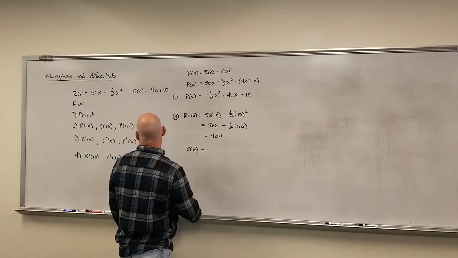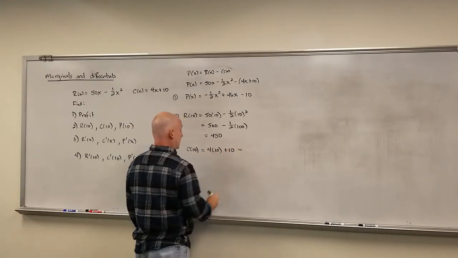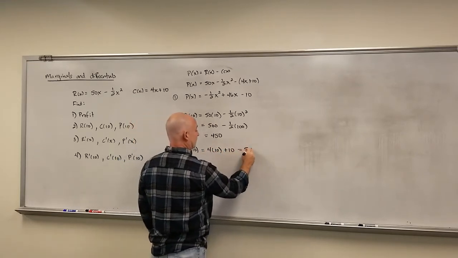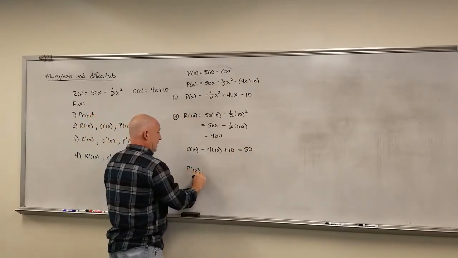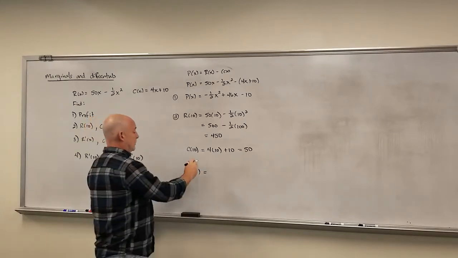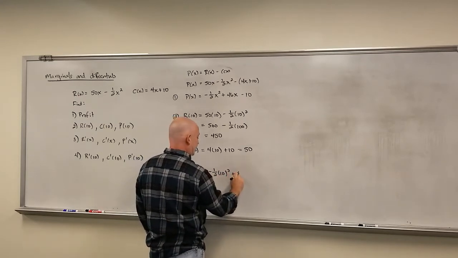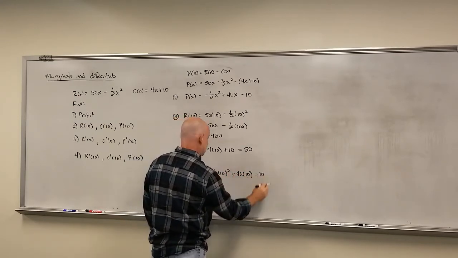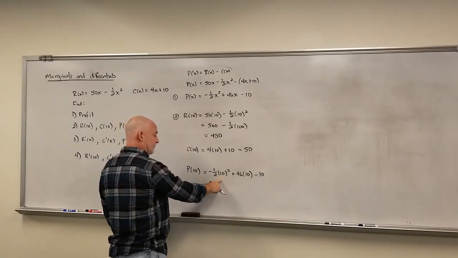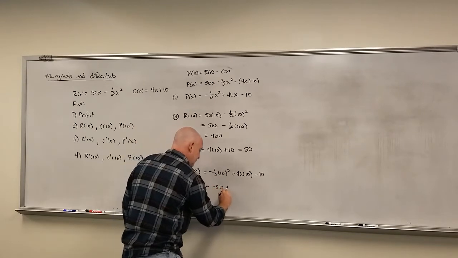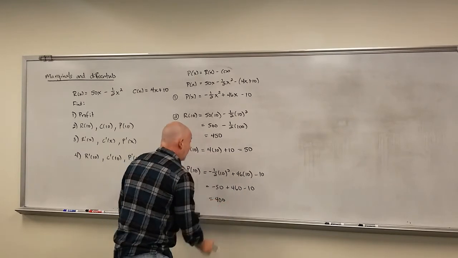C of 10 will be 4 times 10 plus 10. So it would be 40 plus 10 would be 50. And our profit, if we make 10, should be, let's see, let's plug it in here. It's going to be negative 1/2 10 squared plus 46 times 10 minus 10. So again, that's going to be half of 100. So it's negative 50 plus 460 minus 10, which should be 400.